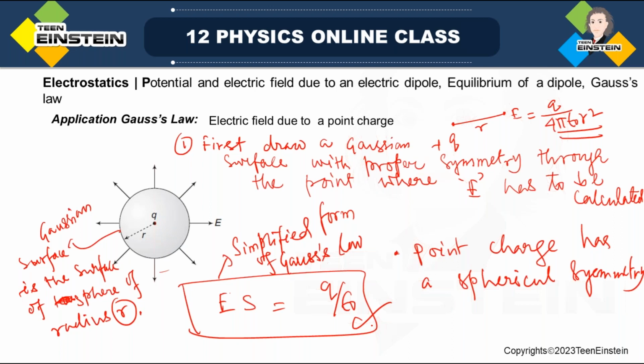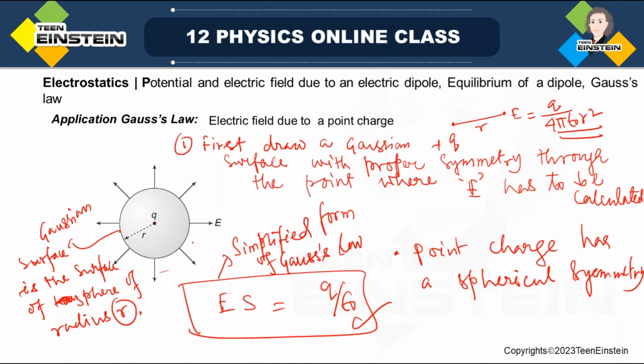So what is this Q? Q is the charge which is enclosed by the closed surface here. So always we have to enclose the charge, whether it is a single point charge or a charge distribution, with a suitable symmetrical Gaussian surface. Then we have to calculate the flux, and that flux will be the charge enclosed by the sphere divided by epsilon naught.